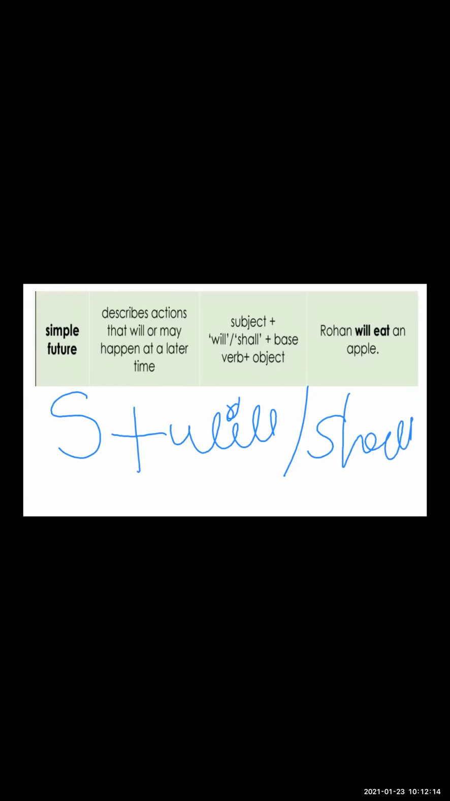What you are going to do? You are going to add will or shall. After that, you are going to add an object to that sentence. This is about the simple future tense.